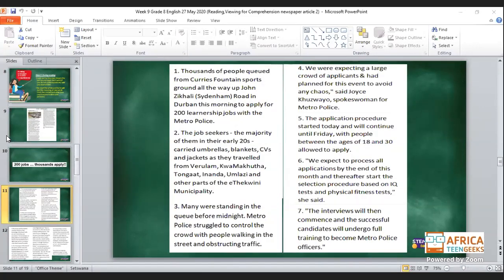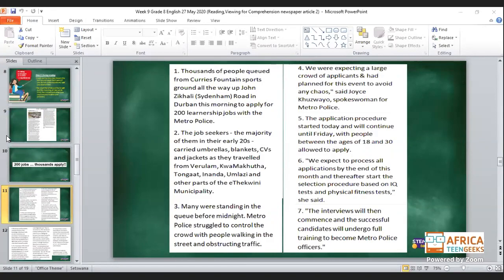Next, to read the fourth paragraph, we will have Lesedi. Lesedi S, please read for us. Hello, sir. Please read for us paragraph number 4. Yes, sir.